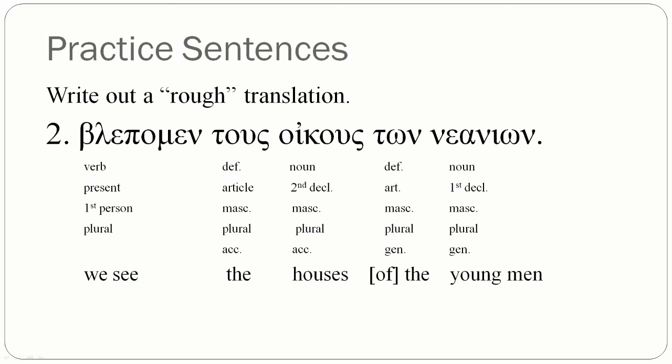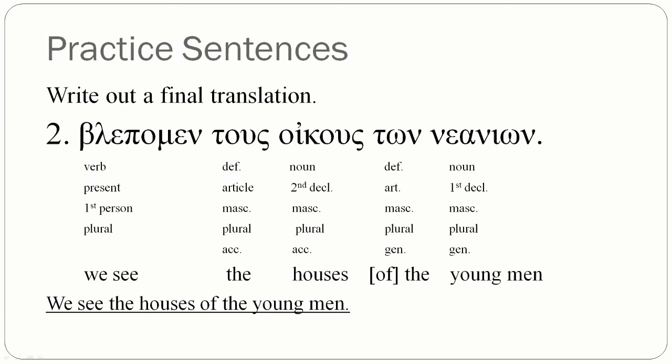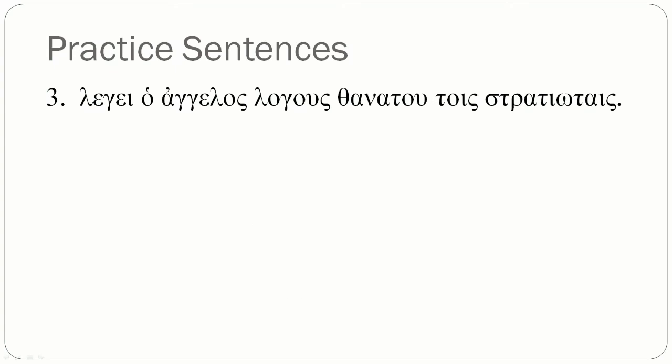And that is pretty much your translation, right? We see. What do we see? We see an accusative object, which is the houses. We see the houses. And then which houses? It's the houses that belong to the young men. We see the houses of the young men.